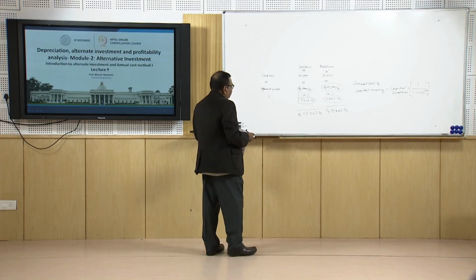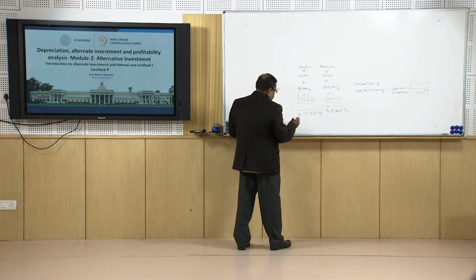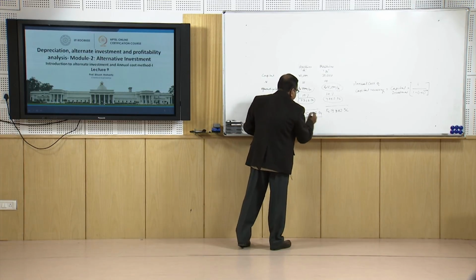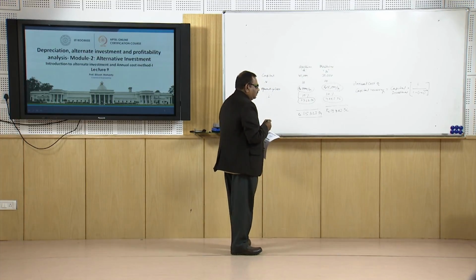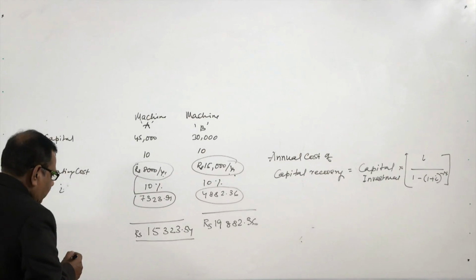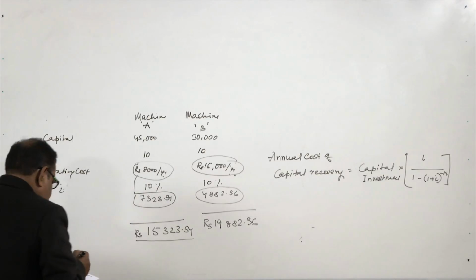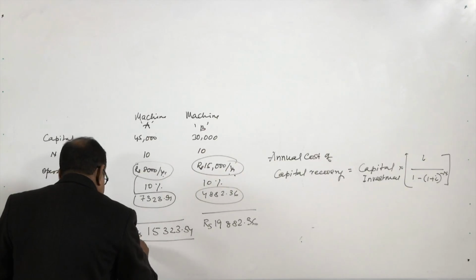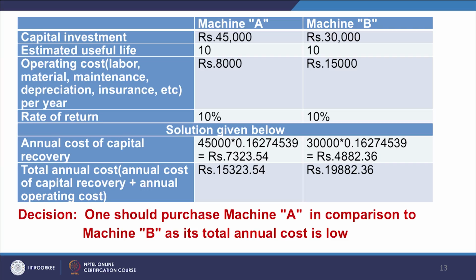That machine A is cheaper because its cost is 15,323.54, whereas the cost of machine B is 19,882.36, and hence our selection will be machine A. So, we will go for machine A. This selection we have made based on annual cost method.